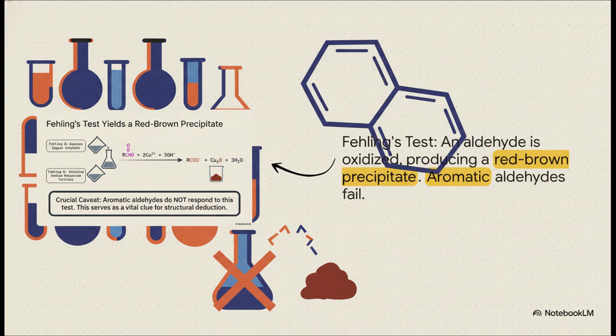Next in the kit is Fehling's test. This one uses blue copper ions. Same principle. The aldehyde gets oxidized, and it reduces the blue copper ions to copper-1 oxide, which is this really distinct reddish-brown solid that crashes out of the solution. But, and this is a really important clue, aromatic aldehydes, the ones attached to a benzene ring, are too stable to react. So if this test fails, it might not mean you don't have an aldehyde. It might mean you have a specific kind of aldehyde.